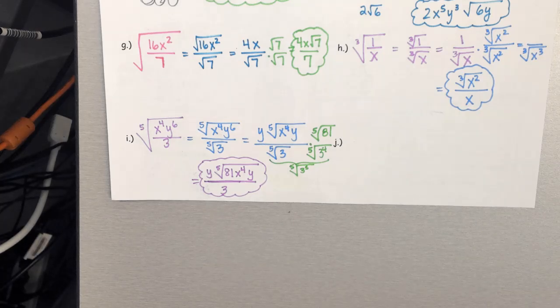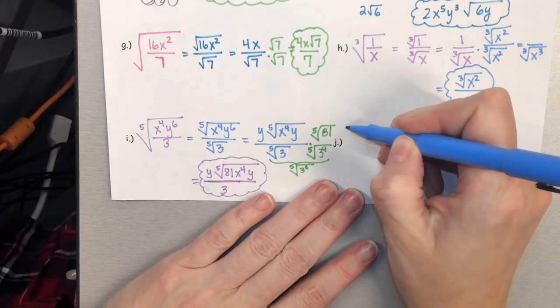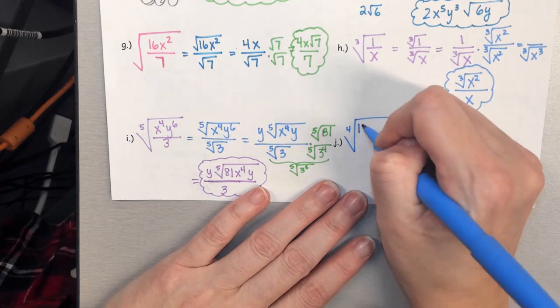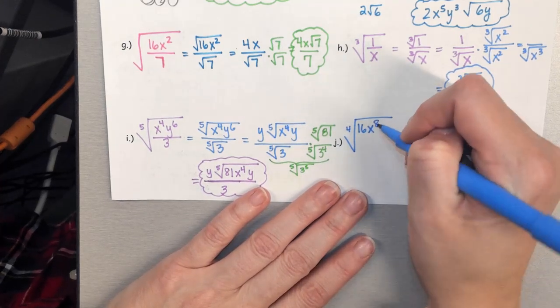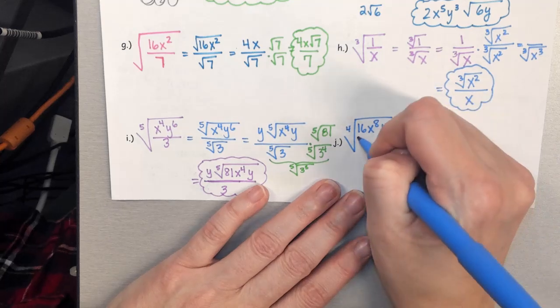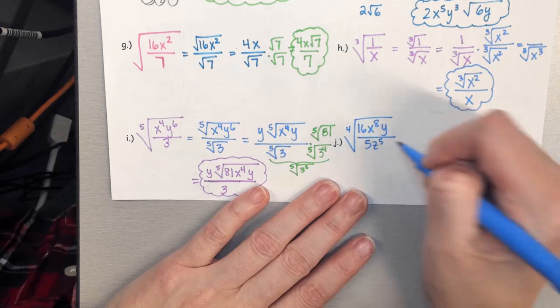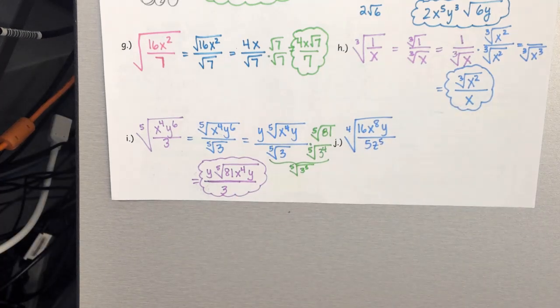All right, and then for J, we're going to do the 4th root of 16x to the 8th y over 5z to the 5th. So again, I want you to do that first step where you separate them, and then I want you to simplify what you can. So separate the numerator and the denominator, and then let's simplify.